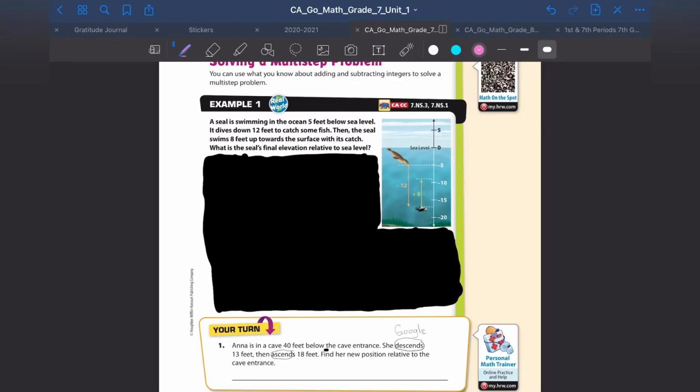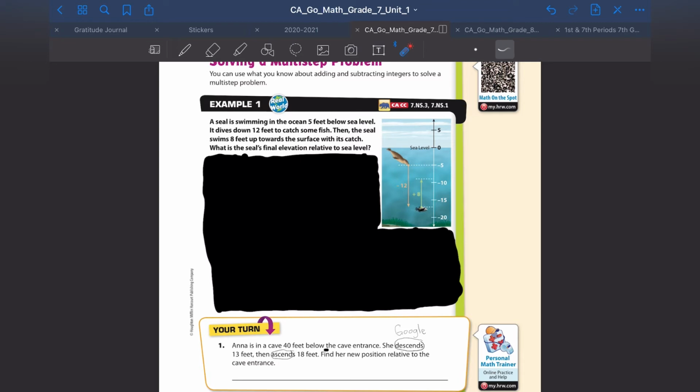A seal is swimming in the ocean 5 feet below sea level. It dives down 12 feet to catch some fish. Then the seal swims 8 feet up towards the surface with its catch. What's the seal's final elevation relative to sea level?